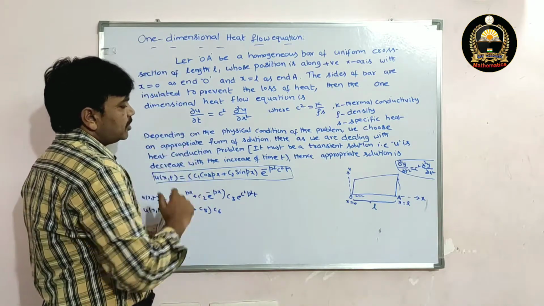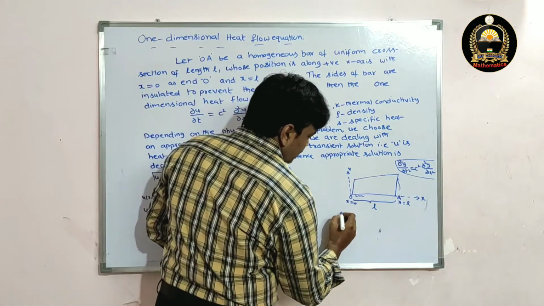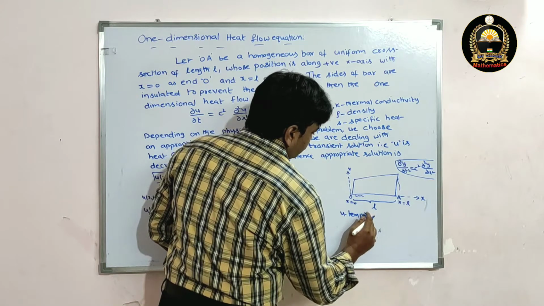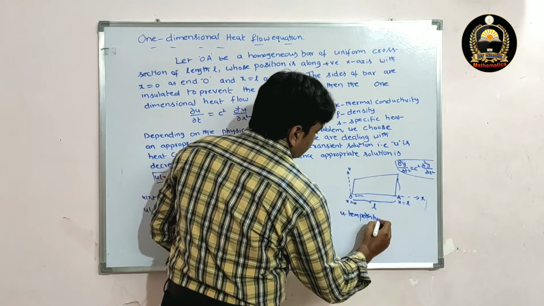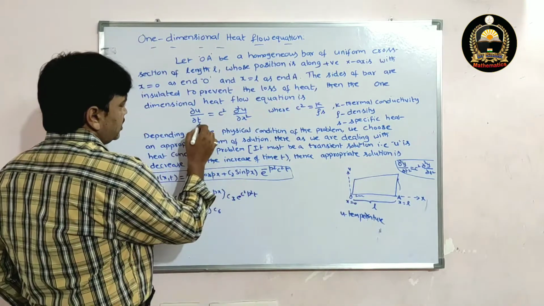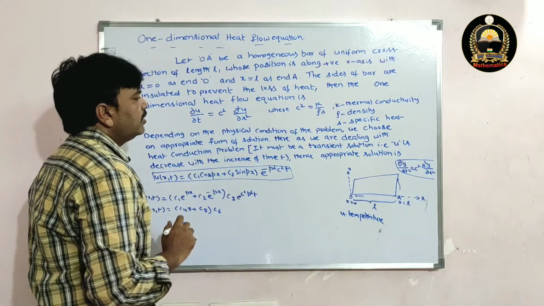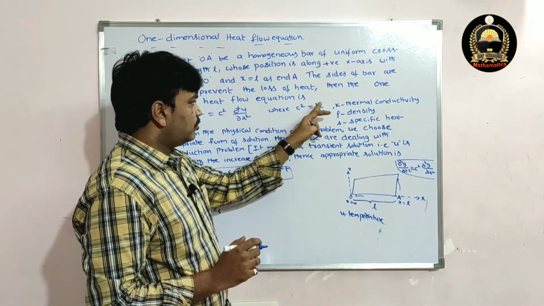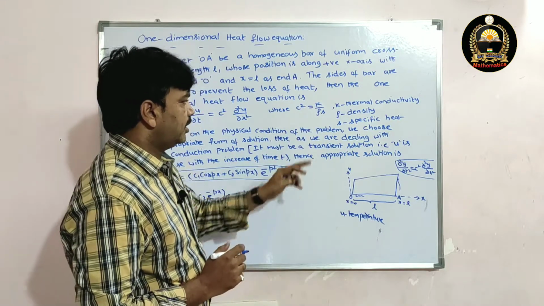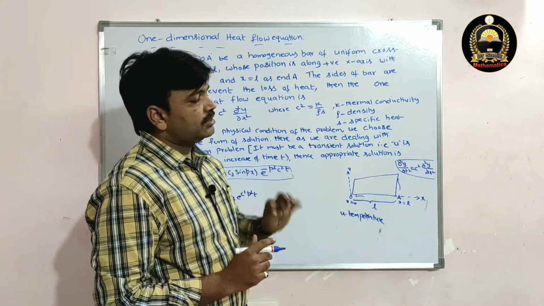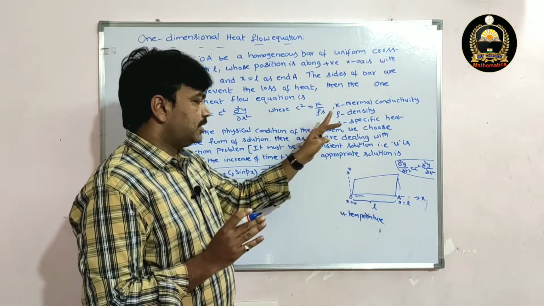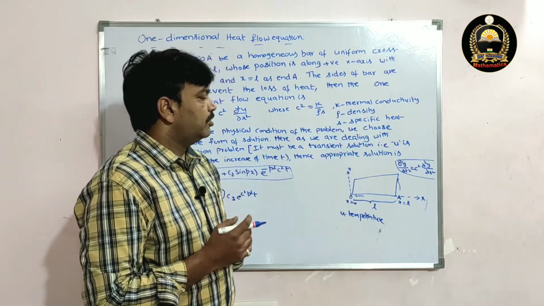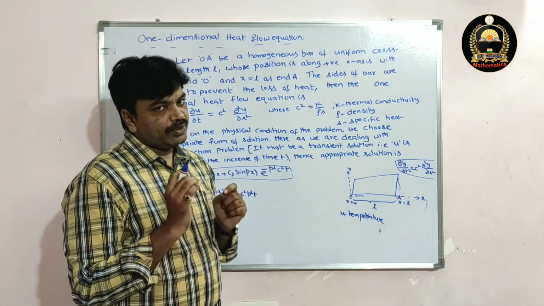Now what is u here, students? u is temperature, t is time, and x is the x-axis. Here c square is equal to k by rho s, where k is the thermal conductivity, rho is the density, and s is the specific heat.